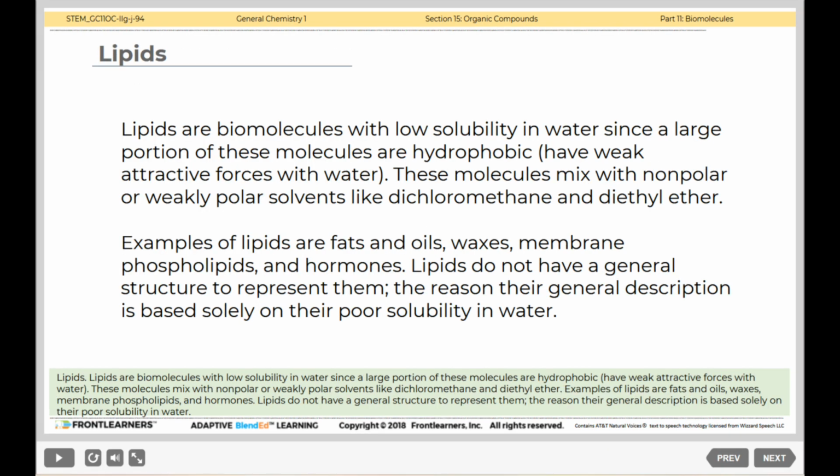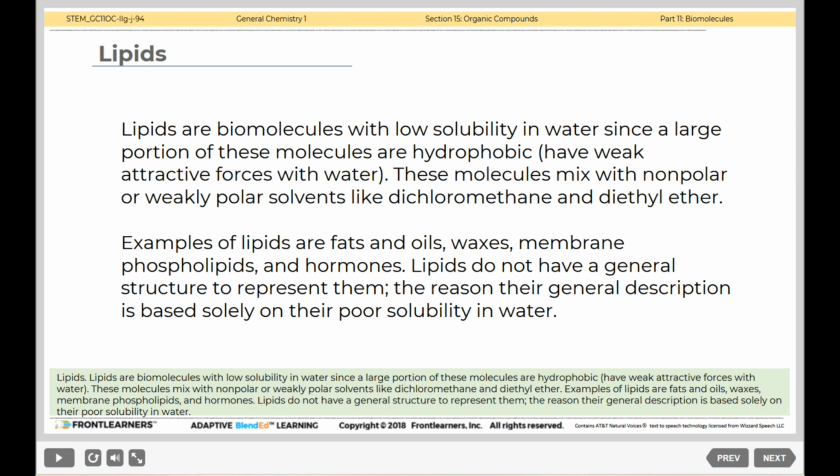Lipids. Lipids are biomolecules with low solubility in water since a large portion of these molecules are hydrophobic, meaning it has weak attractive forces with water. These molecules mix with nonpolar or weakly polar solvents like dichloromethane and diethyl ether.